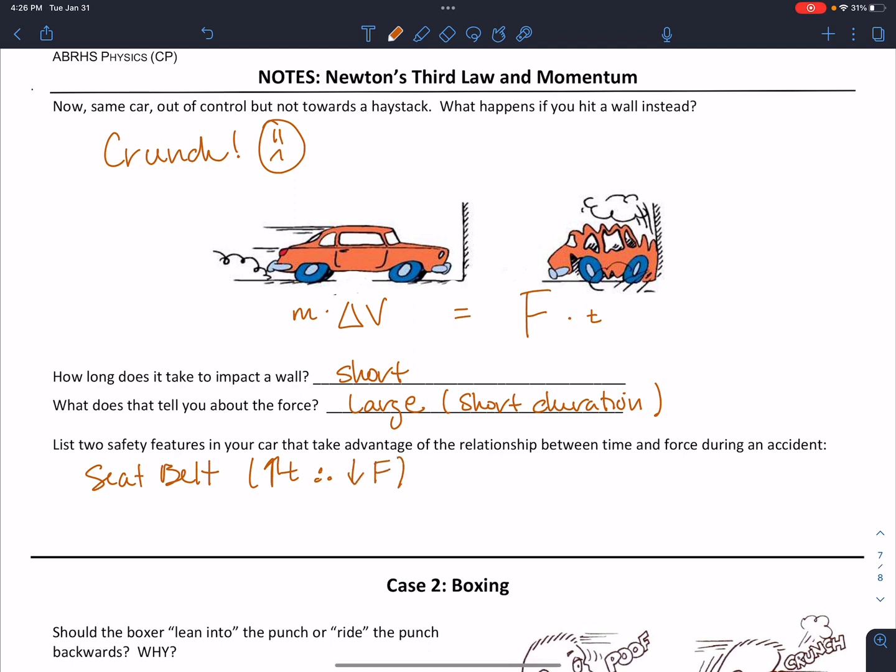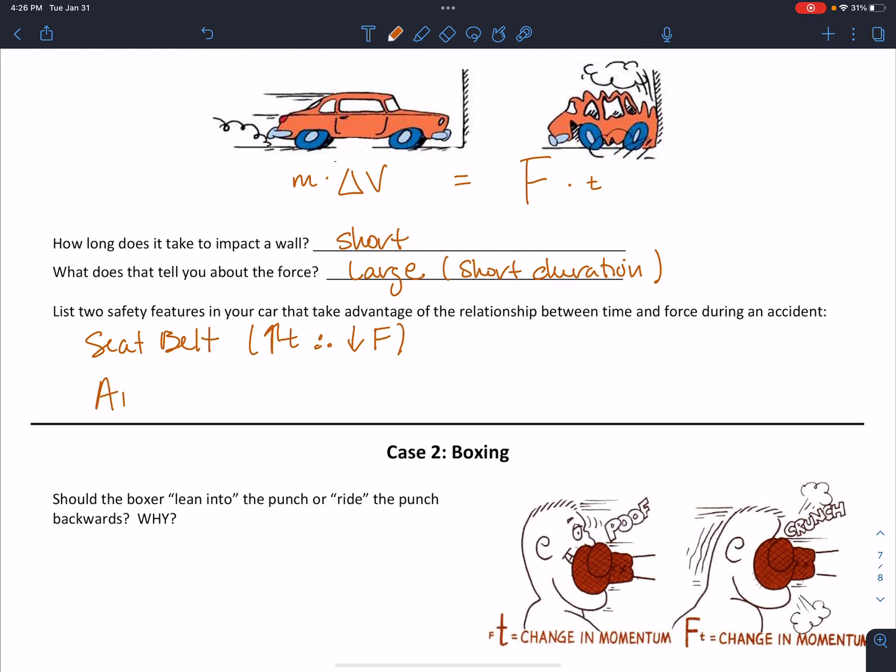The one that actually makes a little bit more sense to me is the airbag. Nowadays, airbags are all over your car. They're on the side, they're in the front. But if you imagine being in a head-on accident and your body is moving forward with the car, the airbag is like a huge pillow. Basically it's like the haystack. It increases the time at which you move forward, and that increase in time leads to a decrease in force. So both of those safety features take advantage of this idea that by increasing the duration of the collision, we can decrease the force that our body feels.